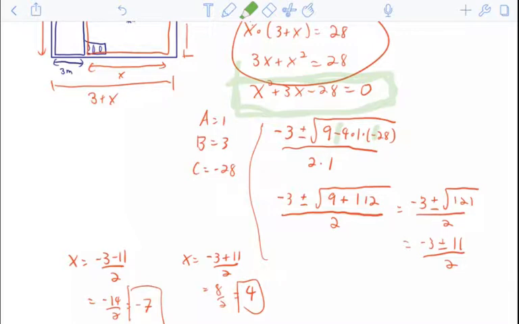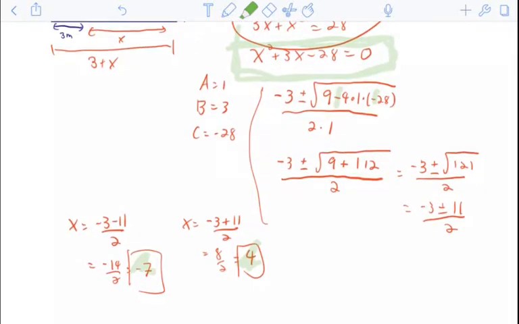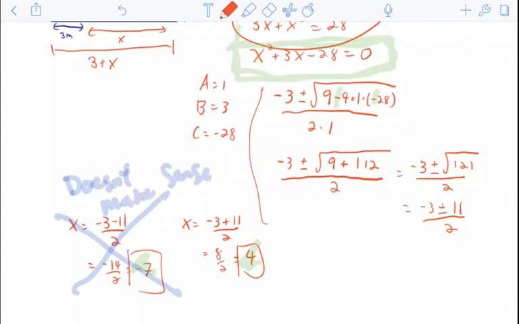In the context of the dimensions of the chicken coop, 4 is a fine number. That makes lots of sense. Does minus 7 make sense? Can I have a width that's minus 7 meters long? The math says, hey, this works, but contextually, this answer doesn't make sense. So it's possible to have two answers to these questions, but in this case, there's only one. So x is equal to 4 is the only answer.